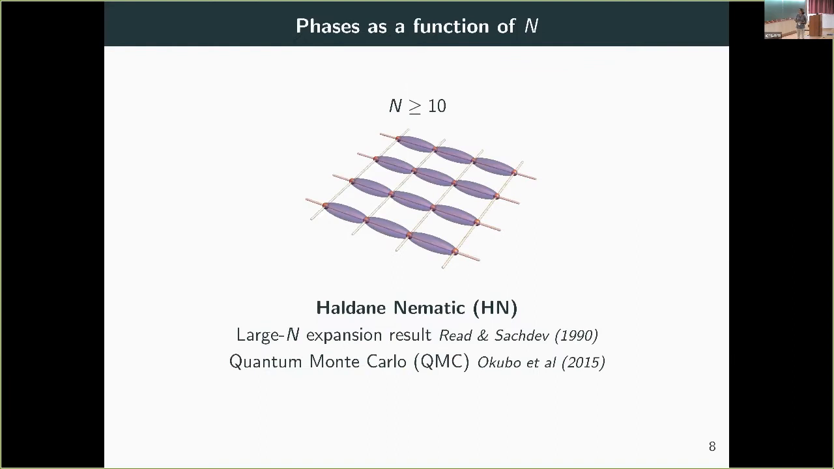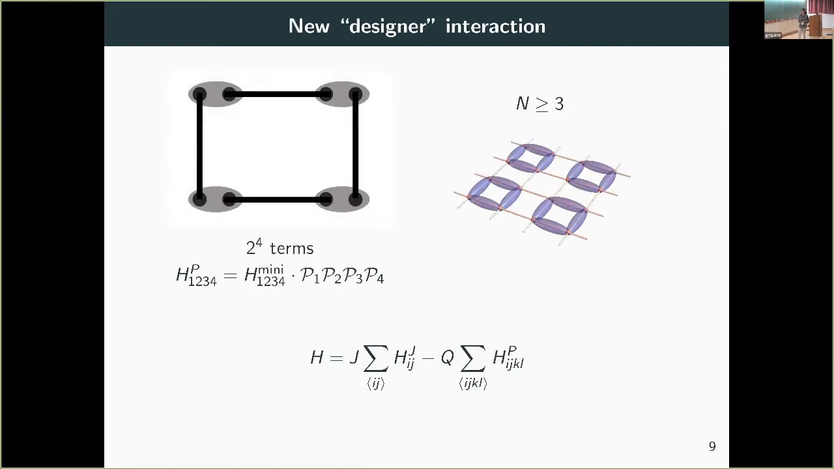So when I increase n in this model, I get an interesting phase. This phase is one that breaks the rotational symmetry of the square lattice. This was shown using theoretical results and numerical simulations. And this phase consists of Haldane chains in either the x direction or the y direction. Now I can also introduce a competing interaction that destabilizes Néel order. And this is one new designer interaction that we introduced.